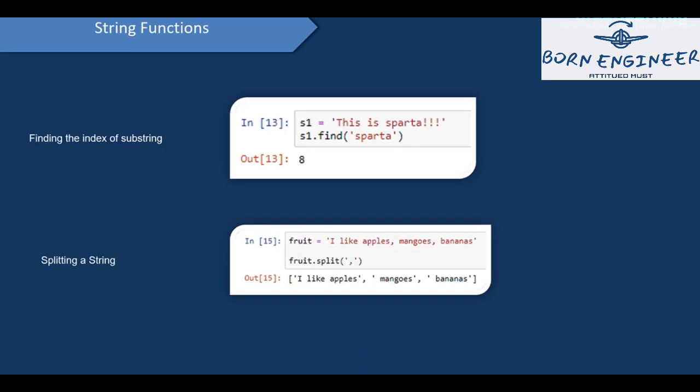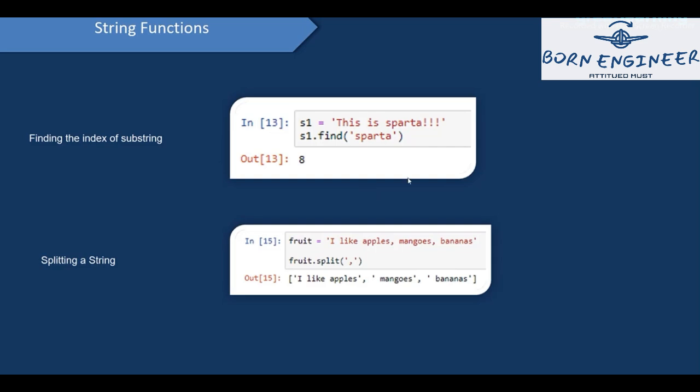Right, now we've got 2 more functions. Let's say I want to get the index of a substring. In this sentence over here, we've got this entire string, which is this is Sparta. Now, if I want to get the index from where a substring starts, right? So I want to get the index of this particular substring, which is Sparta. Let's just check. 0, 1, 2, 3, 4, 5, 6, 7, 8. As you see, S starts from index number 8. And with the help of this find method, we were able to get that particular index.